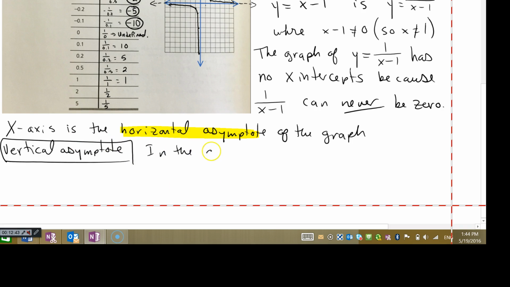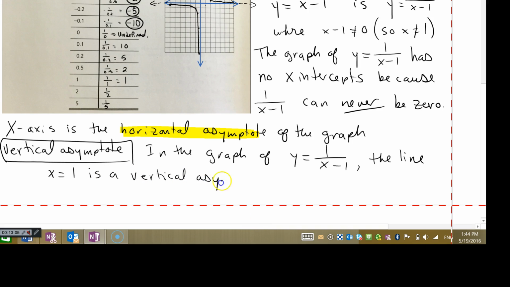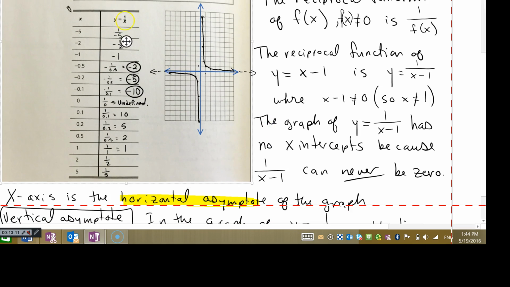In the graph of y equals 1 over x minus 1, the line x equals 1 is a vertical asymptote. Here's the thing, in this one, where the non-permissible value is when it's 0, so if we say x equals 0, that's this line right here. That's this vertical axis. This is our vertical asymptote.